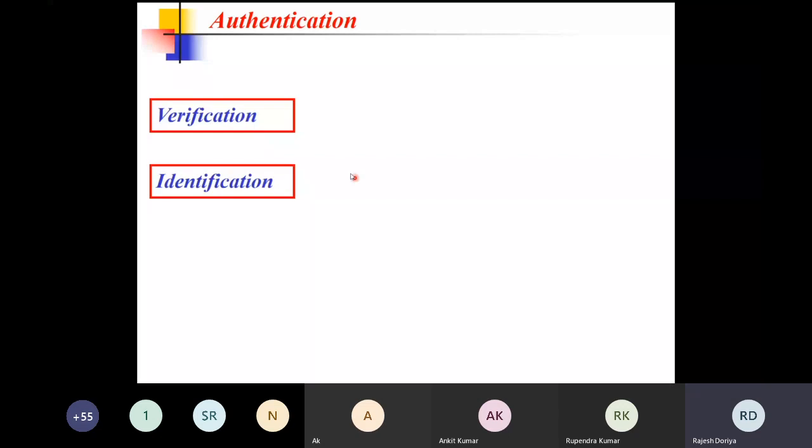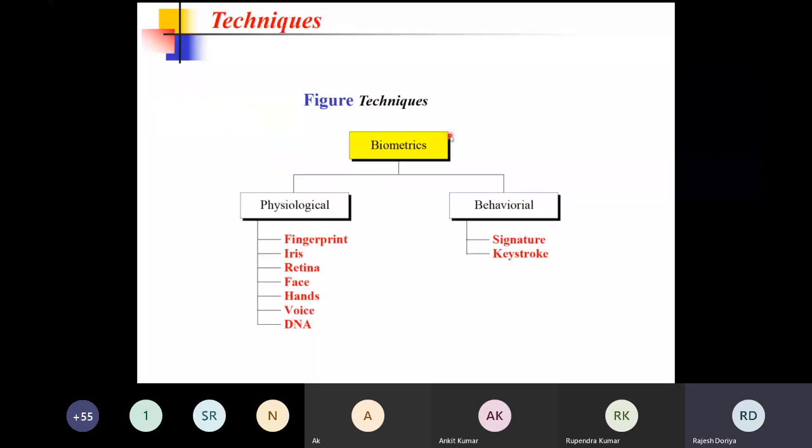And these are the famous biometric techniques. If we talk about the physiological categories, then these are the techniques, and these are the behavioral ones. Physiological may be your fingerprints, iris, retina, face, hands, voice, and DNA. And behavioral means signature, your handwritten signatures, and keystroke. However, this particular one is not that efficient and may vary from time to time.